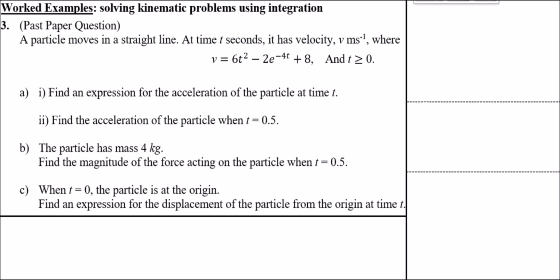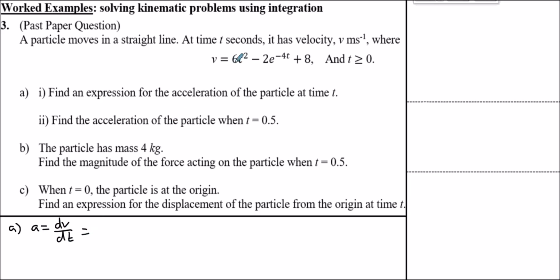Anyway, for part A, we've got that this particle's moving in a straight line. We have this function of v, and we need to find an expression for the acceleration of the particle at time t. So we just need to recall here that the acceleration is dv by dt. It's a rate of change of velocity with respect to time. So for A part 1, we just need to remember the initial concepts in terms of derivatives that relate v and a. And so a is dv by dt.